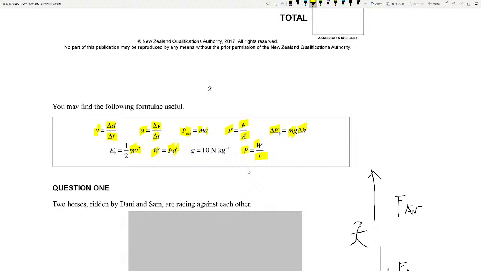You only write units at the end. You don't need units in the working, but you must have units at the end. Must have units.